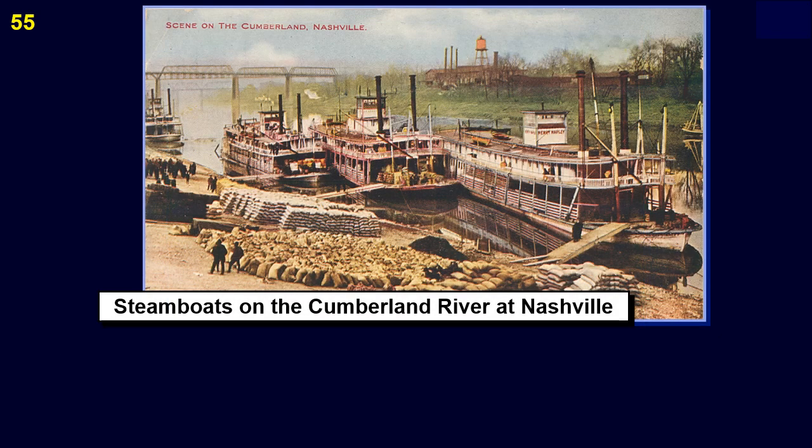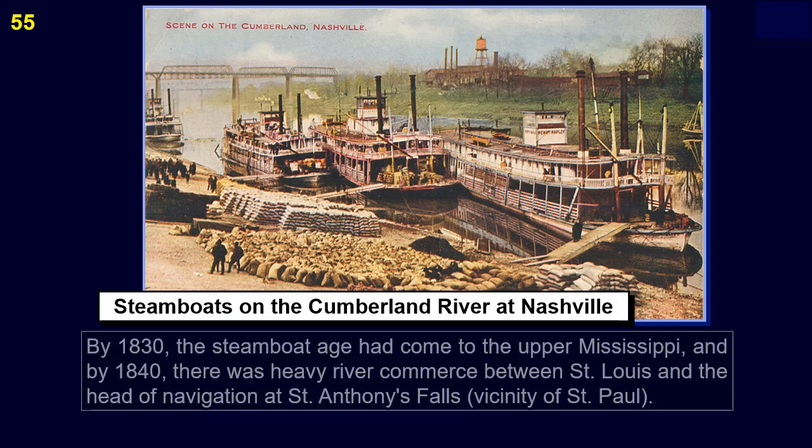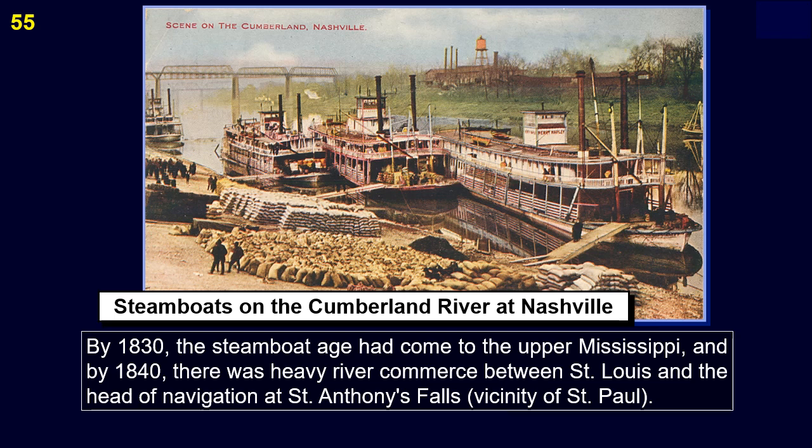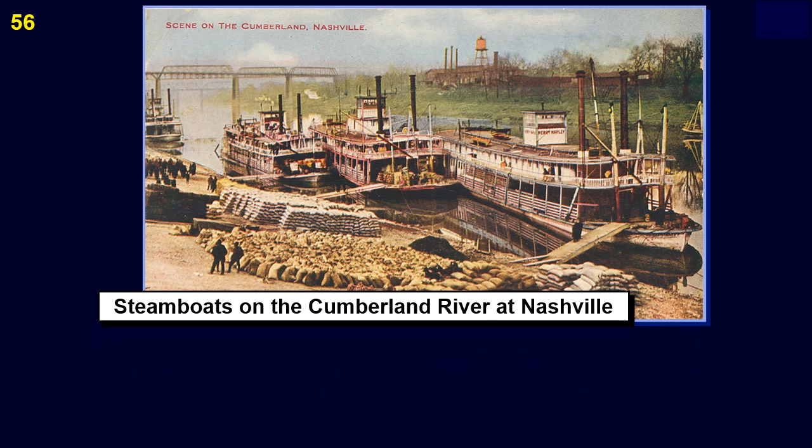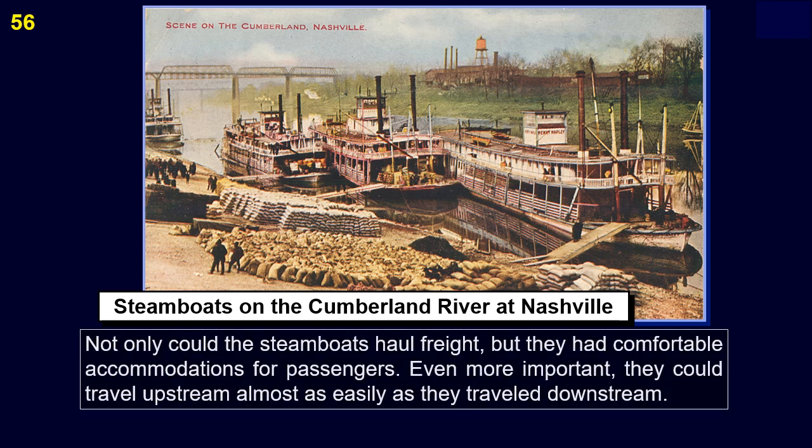By 1830, the steamboat age had come to the upper Mississippi, and by 1840, there was heavy river commerce between St. Louis and the head of navigation at St. Anthony's Falls, vicinity of St. Paul. Not only could the steamboats haul freight, but they had comfortable accommodations for passengers. Even more important, they could travel upstream almost as easily as they traveled downstream.